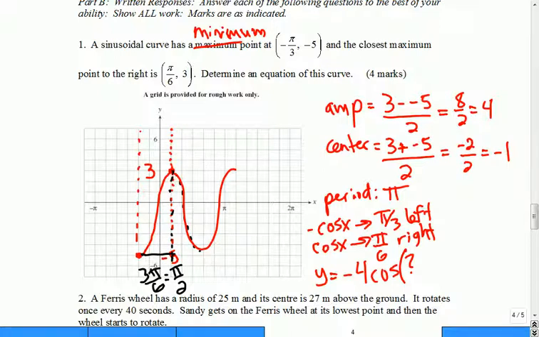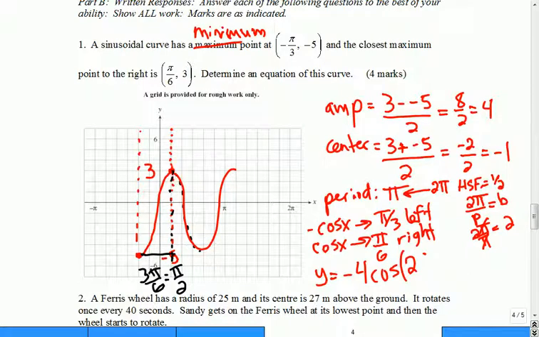So how did we get that? Well, normally the period is 2 pi. To get from 2 pi to pi, that would mean I'd have to multiply by a half. So the number that goes into the brackets there would be a 2. The shortcut using the trig graphs, it would be 2 pi divided by the period equals the value that goes in there. So this would be 2 pi over pi, which is 2.